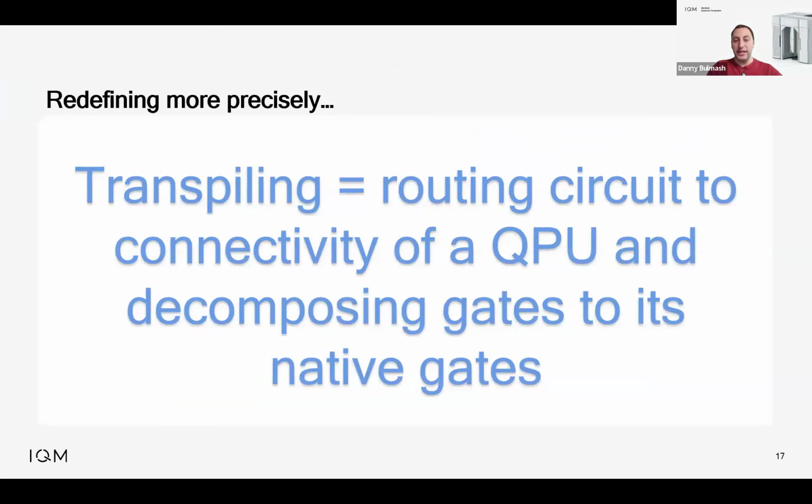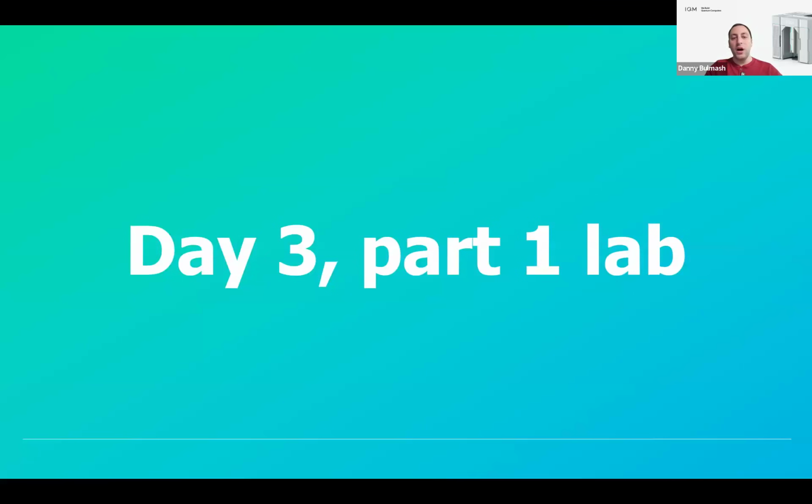Okay, to summarize what we've learned, transpilation consists of routing the circuit to the connectivity of the QPU and decomposing its gates into the native gates. We need to make sure that we're doing gates on qubits that are able to talk to each other on the machine, and we need to decompose the gates into the ones that the software knows how to send to our machine. So that's the summary of what we've learned for transpilation. That's all I've got for the lecture on transpilation.